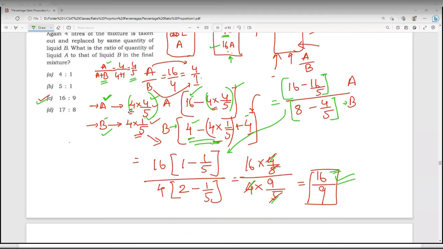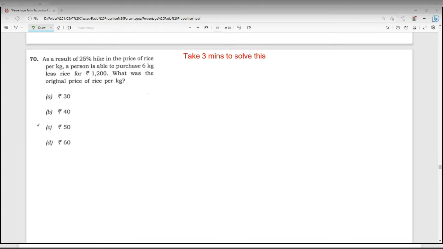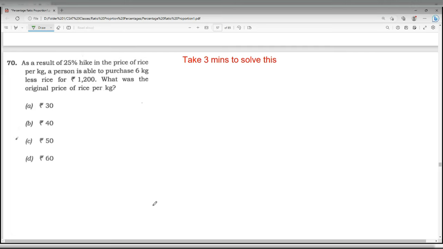Okay, if there are no more doubts, we'll move to the next question then. Please take 3 minutes to solve this. The exact time was when I asked you to solve this question. So I'll just finish this up as soon as possible.